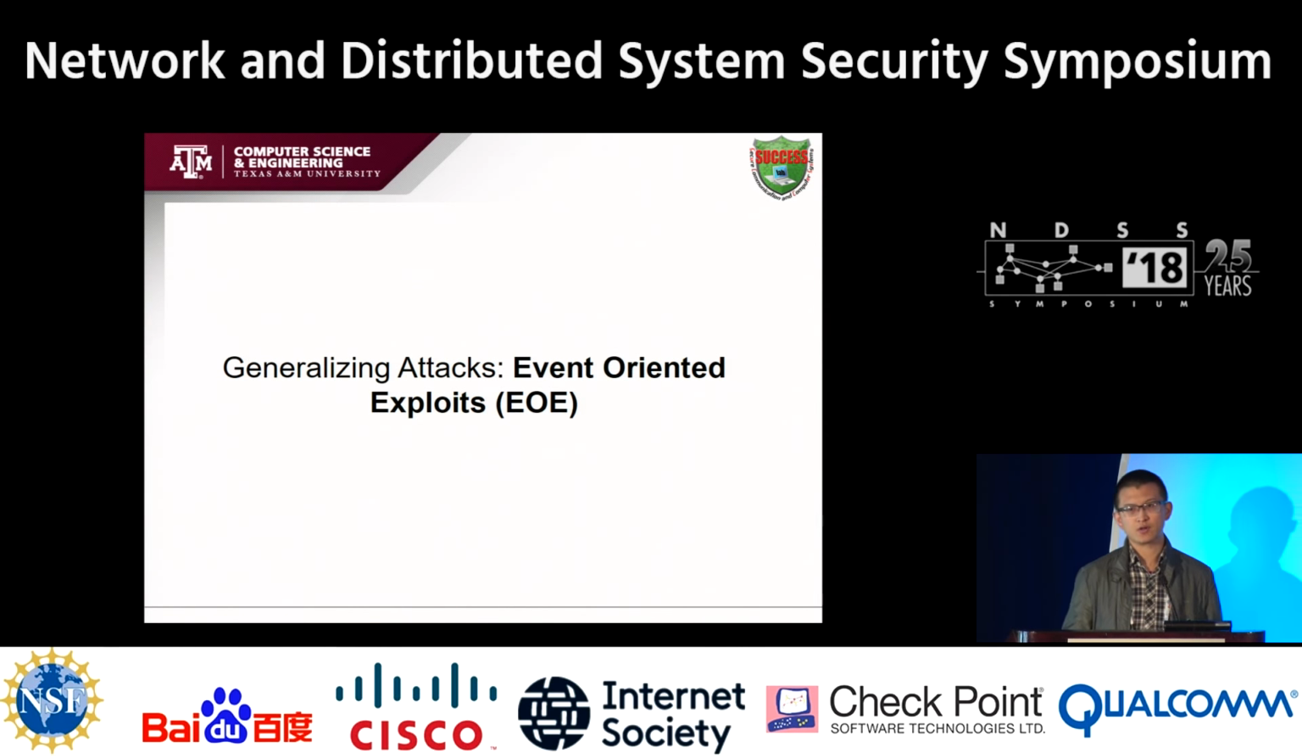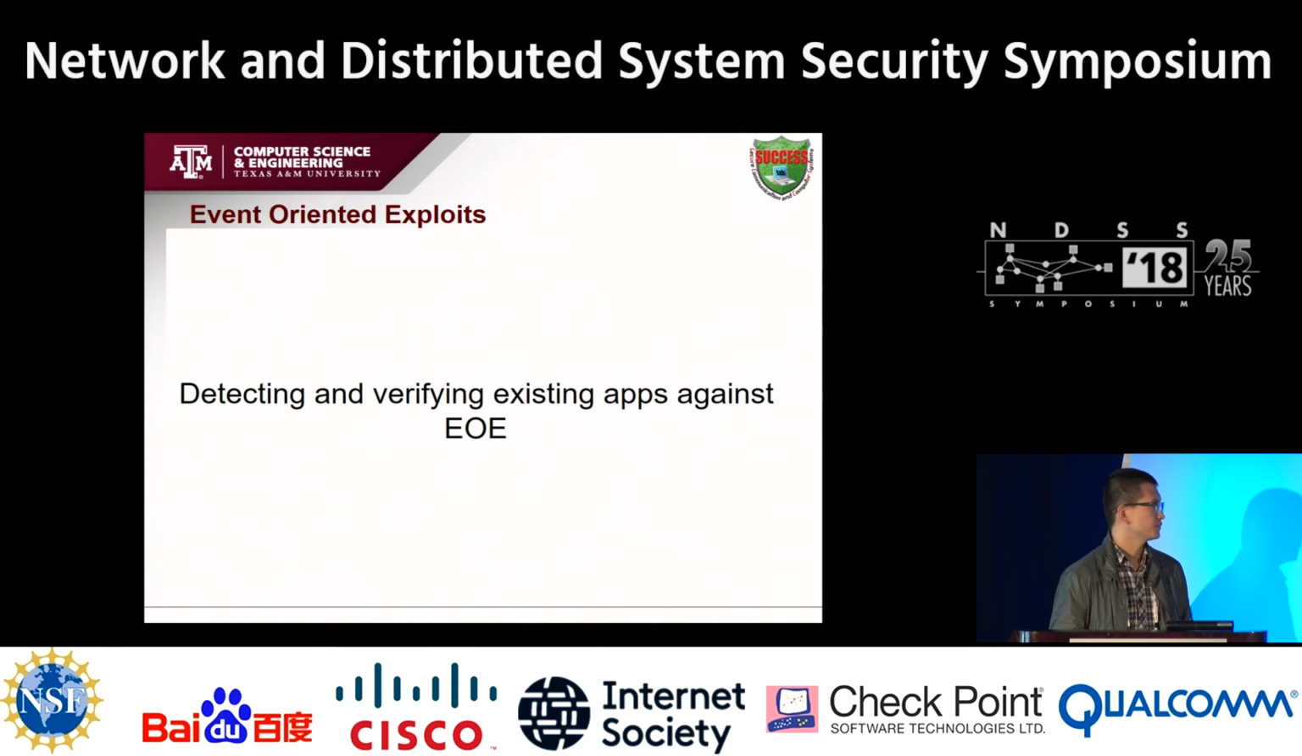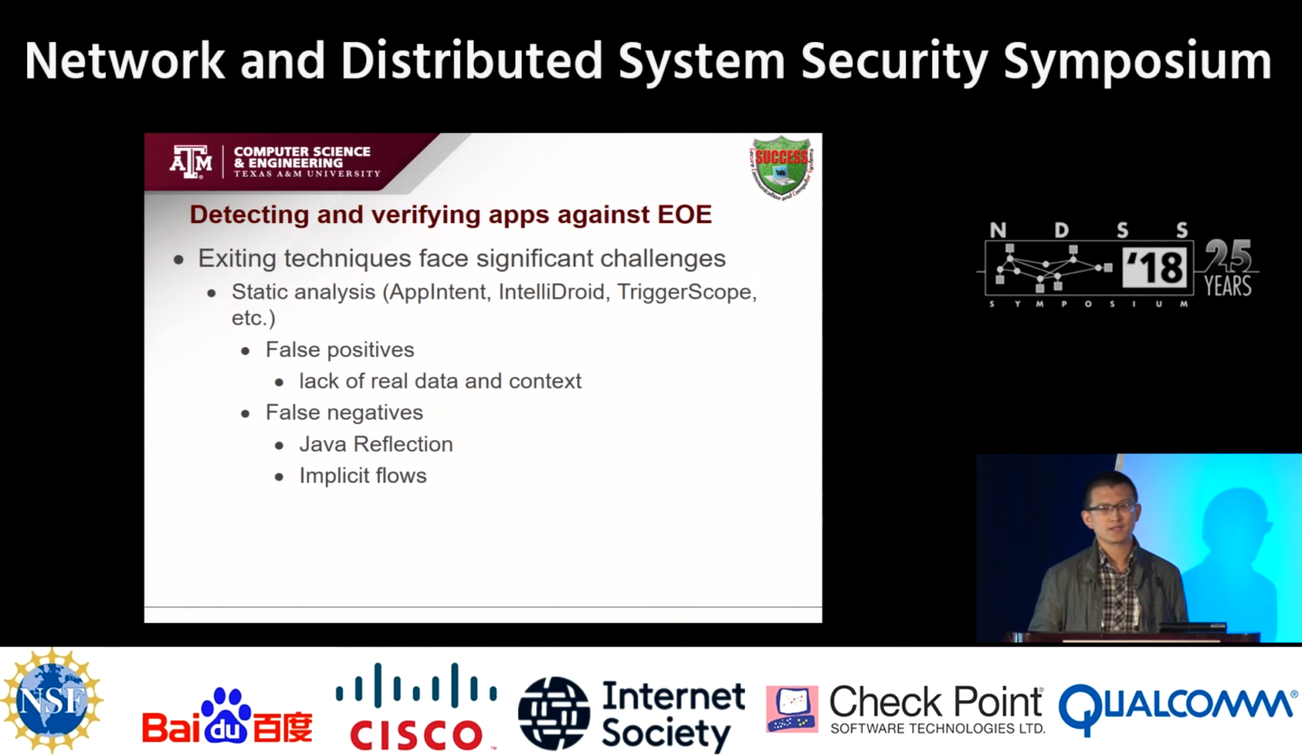In this paper, we generalize all these attacks based on event handler features as event-oriented exploits, or EOE for short. In our study, we found that EOE causes lots of serious consequences, for example, cross-origin DOM manipulation and phishing attacks. So it's very critical and important to detect and verify existing applications against EOE. However, the problem is that existing techniques face a lot of challenges in solving this problem.